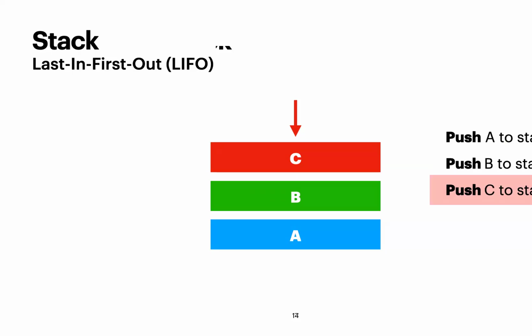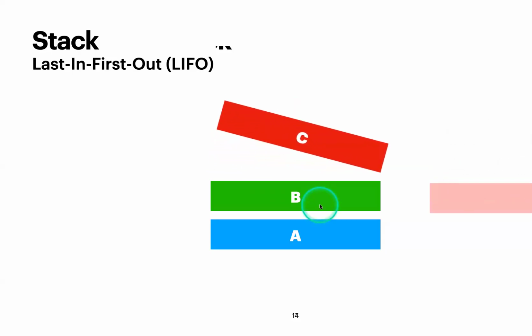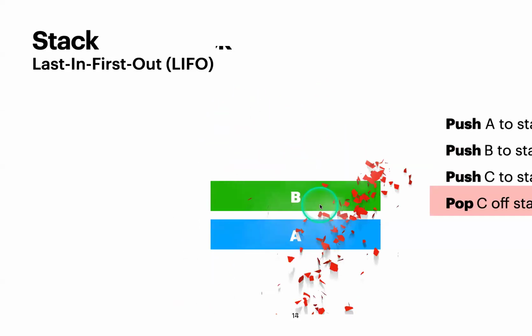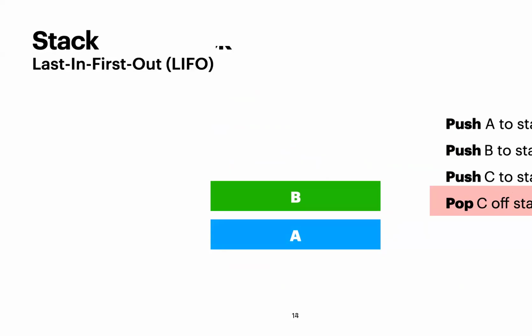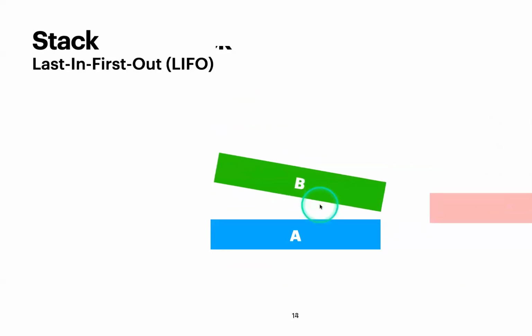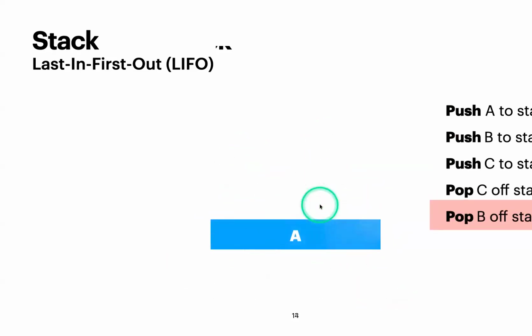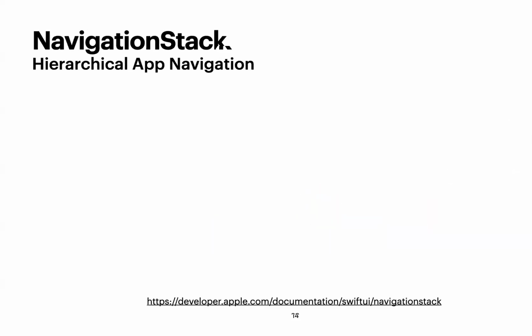Okay, so now let's remove. So we do pop C. So we're about to pop C. So C gets removed because, again, it's the last one in, it's the first one to get out. And then we just pop B. So B is about to get removed. And then finally, we're back to A, right? So hopefully that gives you a better visual understanding of how a stack works. So under the hood, navigation stack uses a stack data structure to keep track of what views are being pushed and how they are relative to other views.